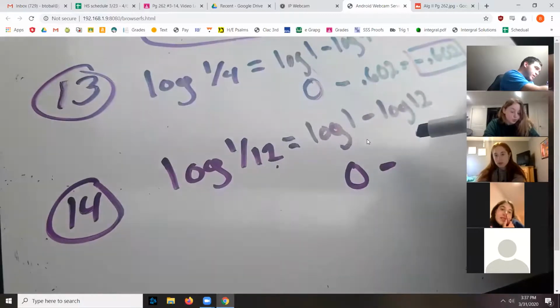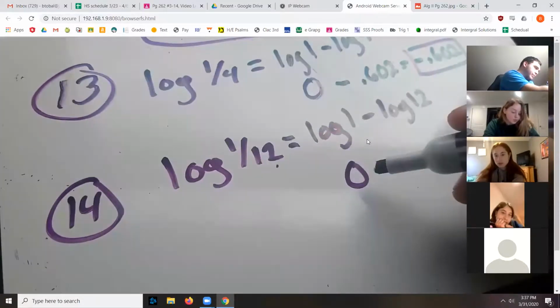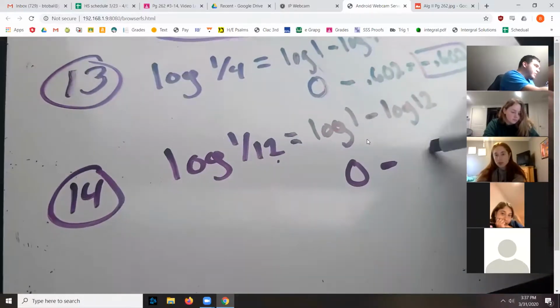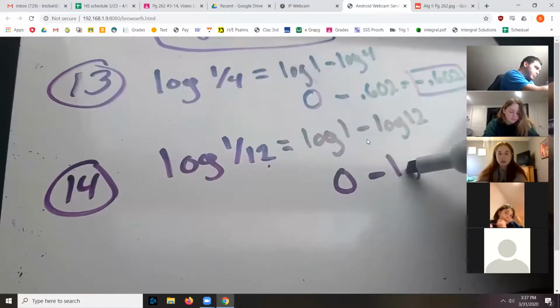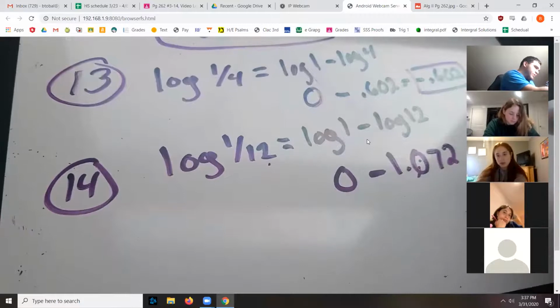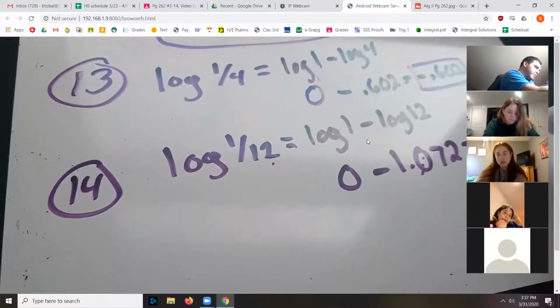So then log 1 is always 0, and log 12 in this case is going to be 1.072. So this just simply becomes negative 1.072.